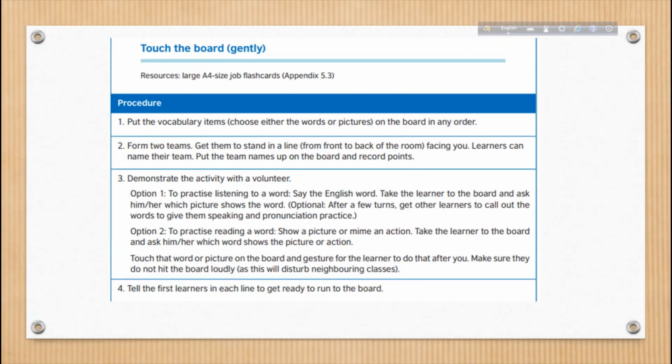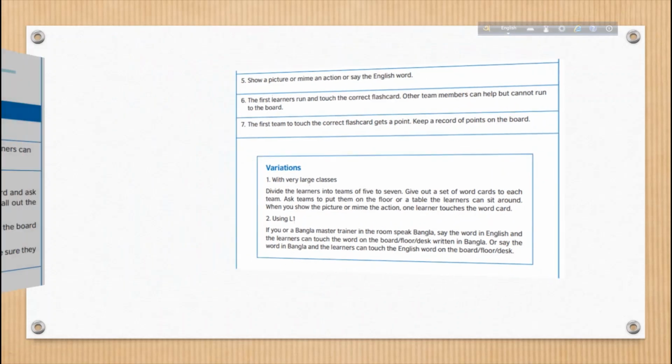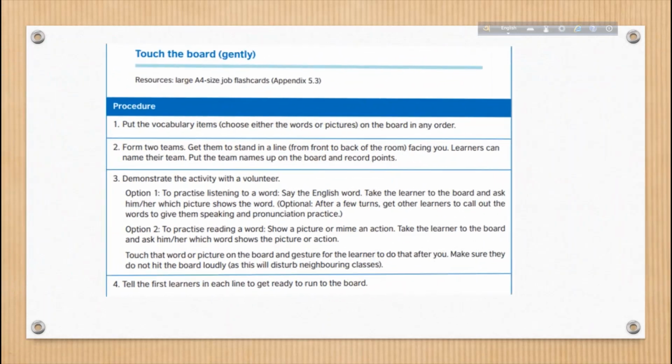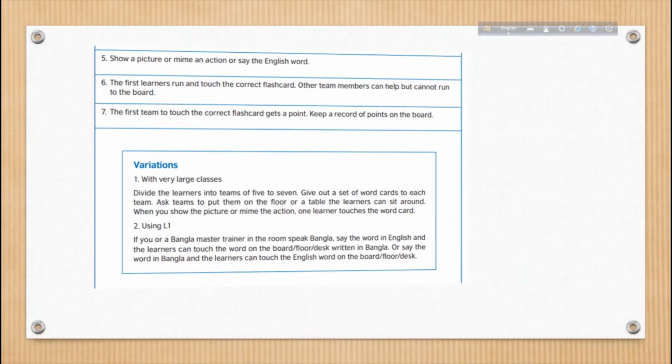Then touch the board gently. It is also a game-like activity. And what will be the procedure? Number 1, 2, 3, 4, 5, 6 and 7. We also have some variation here, and according to this we play the game that is called touch the board game. Okay, so no need to clarify this.